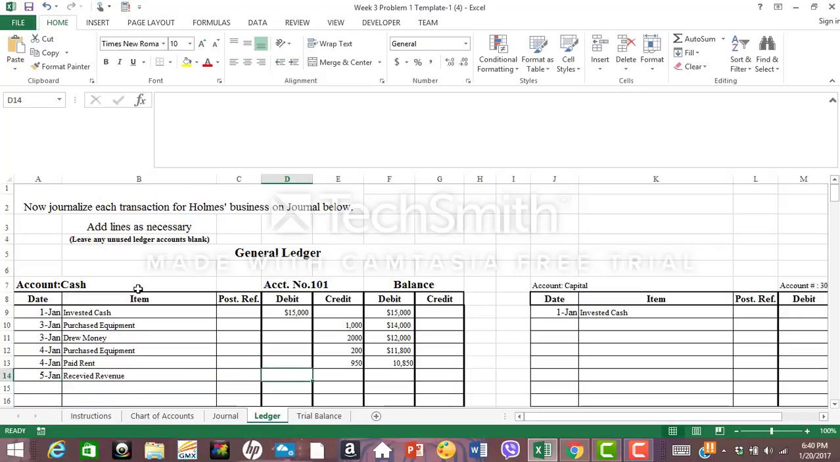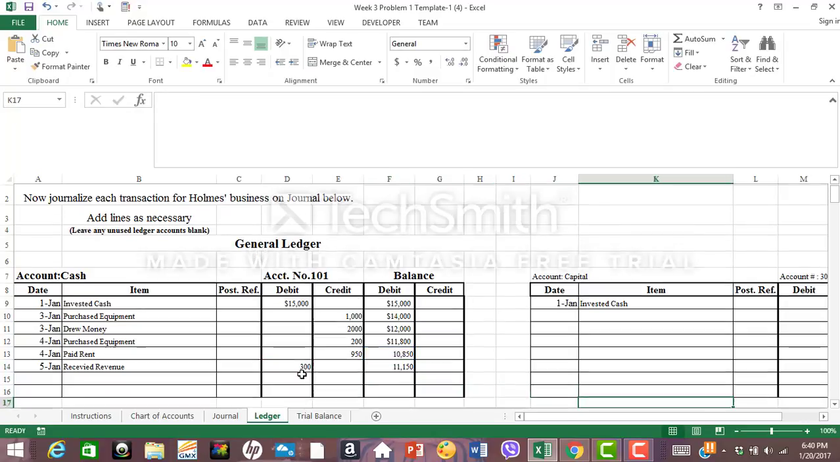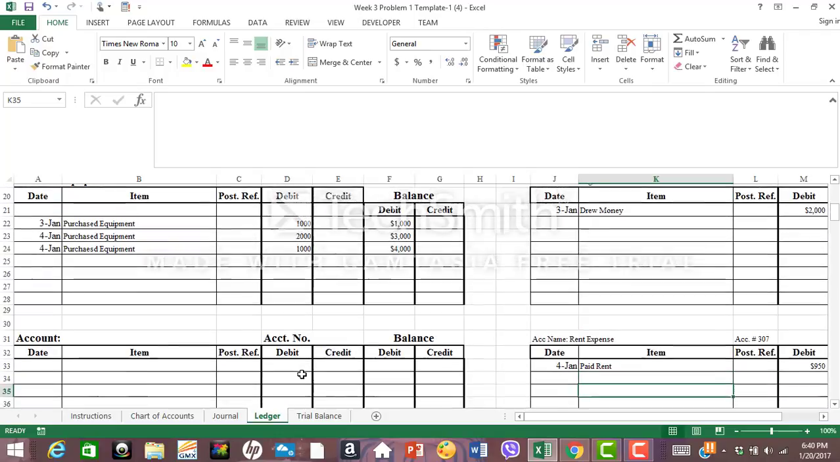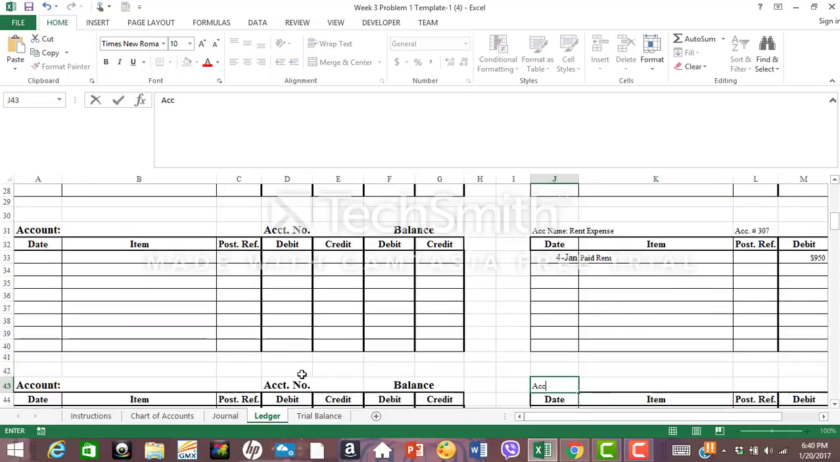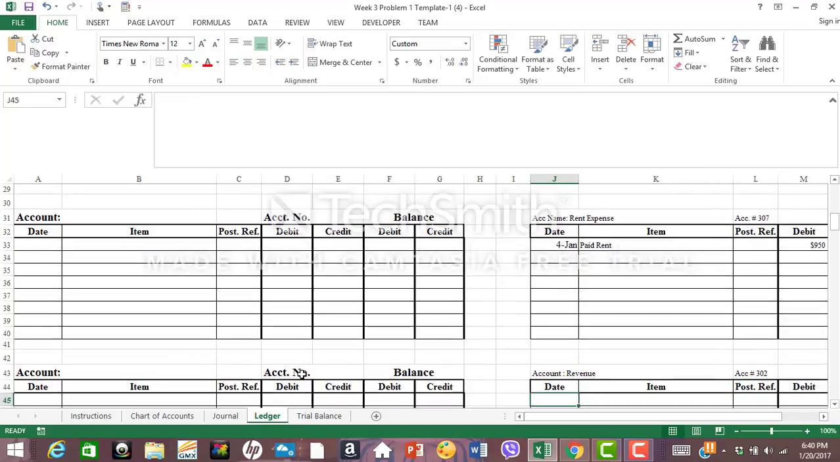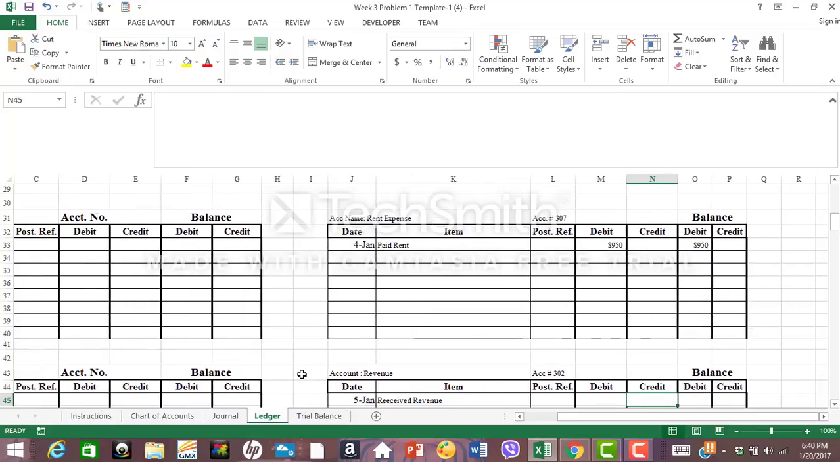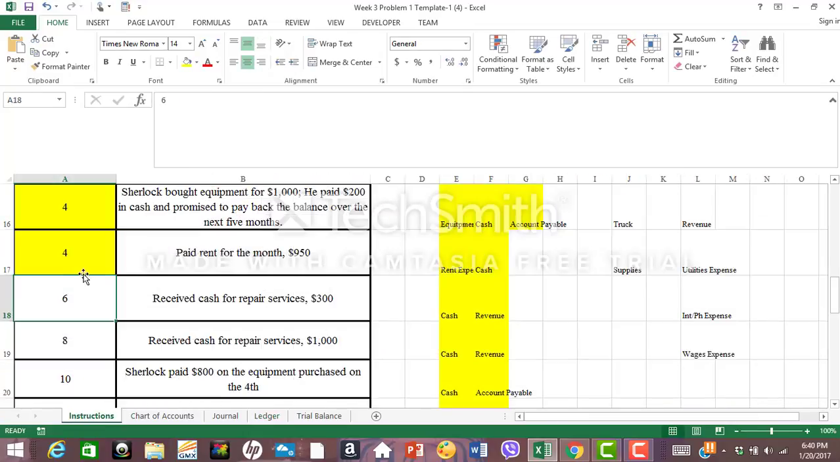And then it would be $300 revenue, which would be under the debit side, which would equal out to the balance plus your revenue. So you have now 11,150. Then you add another account, and the other account is going to be called revenue. And then account number, it is 302, and it is January 5th. I'm received revenue, and then it would credit $300. Your balance would be crediting $300. We are done with that.